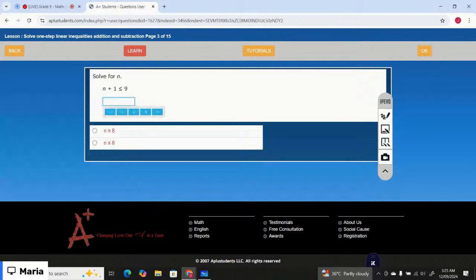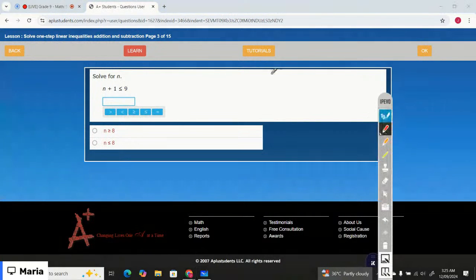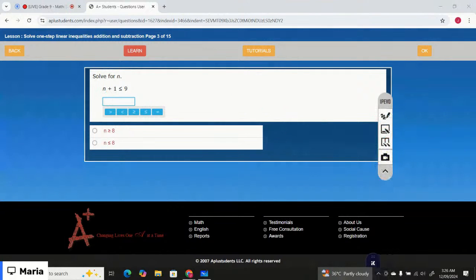Second one. You just don't have to change the signs, right? Keep them like this. Just subtract 1 from both sides. So n is less than or equal to 9 minus 1, and then n is less than or equal to 8. Got it? Option number 2 is the correct option. The inequality must be the same. You just have to subtract. Don't change the signs. That is n is less than or equal to 8.